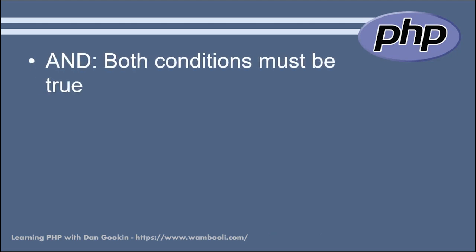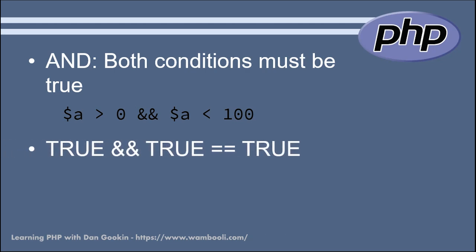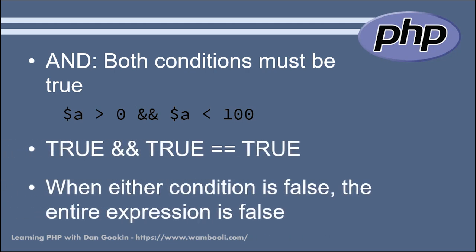For an and comparison to be true, both conditions must be true. For example, if the value of variable a is greater than 0 and the value of variable a is less than 100, the overall condition is true. True and true is true. When either condition is false, the entire expression is false.